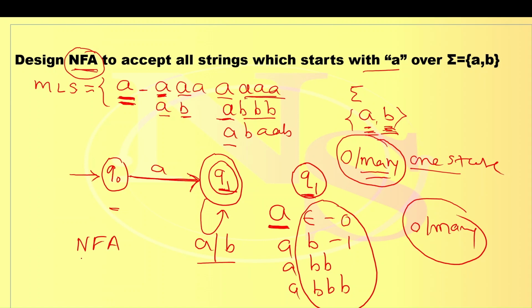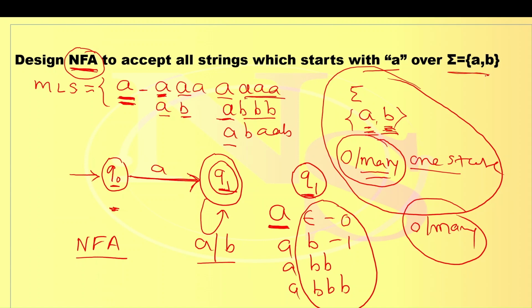Here you may think why there is no transition for B from Q0. Because we have to design an NFA, non-deterministic. As I explained here, the non-deterministic property says that there may or may not be a transition for each symbol of sigma, or there may be more than one transition for a symbol of sigma from one state. This becomes your final NFA.